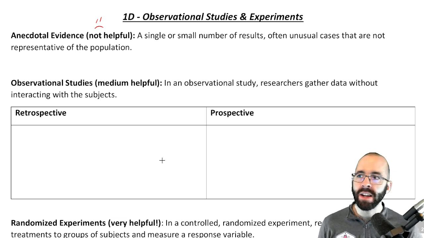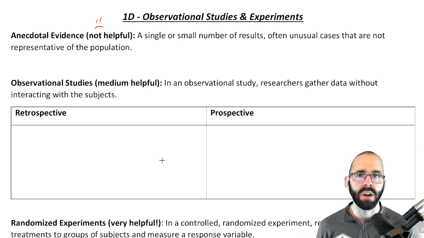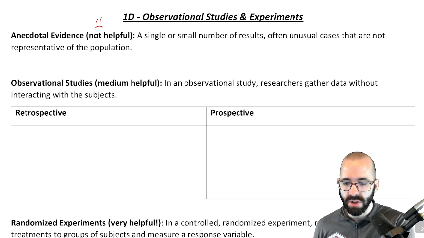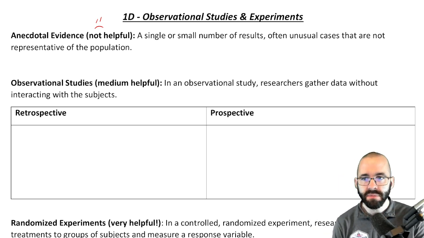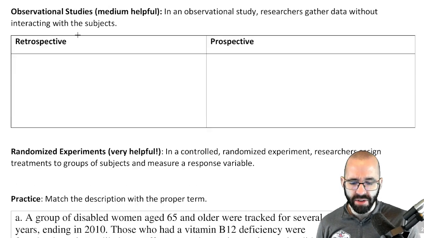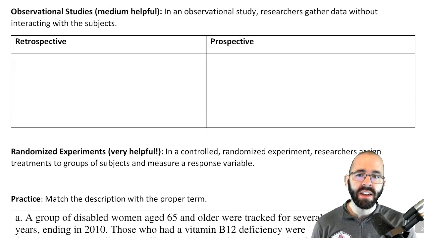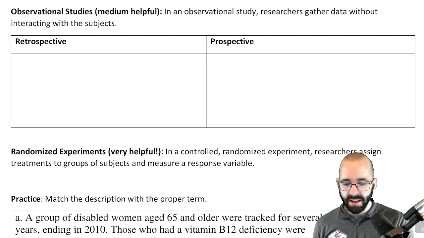And I do this by accident sometimes too. So everybody makes this mistake. Anecdotal evidence is something, but it shouldn't be the foundation for your conclusions. Okay, do research. It could be a starting point for research. But what we're really going to talk about in this video is observational studies and randomized experiments.